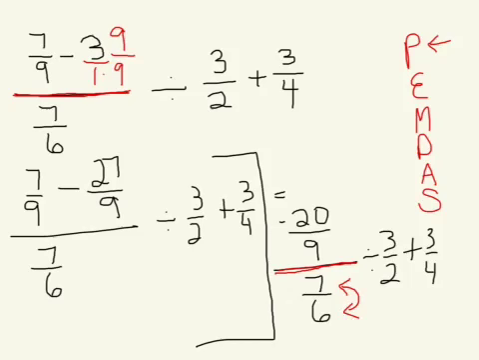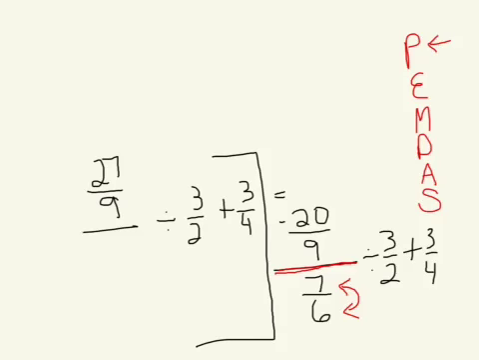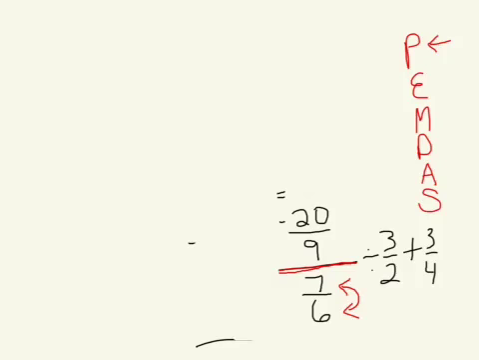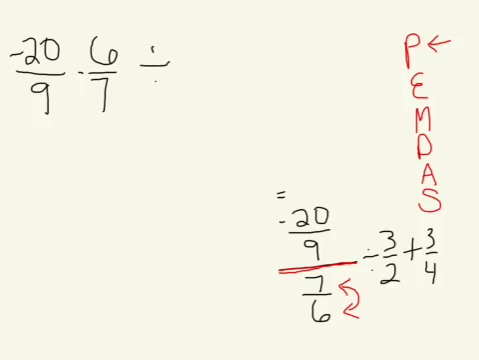So let me grab the eraser here, and I'm going to erase some of this stuff up here so we have room to show our next step without losing what we've got so far. Alright, good. So we would rewrite that as negative 20 over 9 times, and the reciprocal of 7/6 is 6 over 7. And then we can keep the rest because we're not quite there yet. 3 over 2 plus 3 over 4.